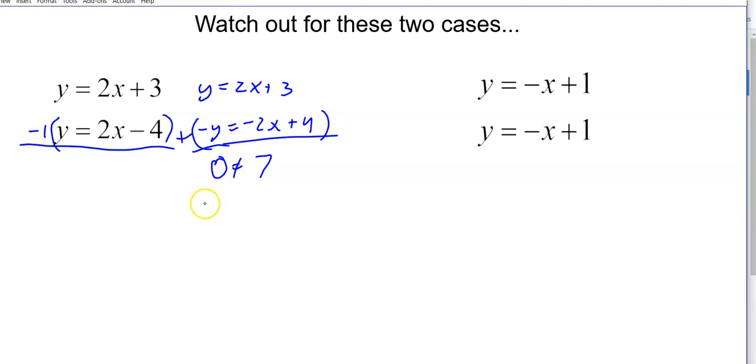So if you get something that's not true, the variables all go away. That was kind of surprising that I eliminated both x and y, but that happens sometimes. And so this is a case where there is no solution to this problem.